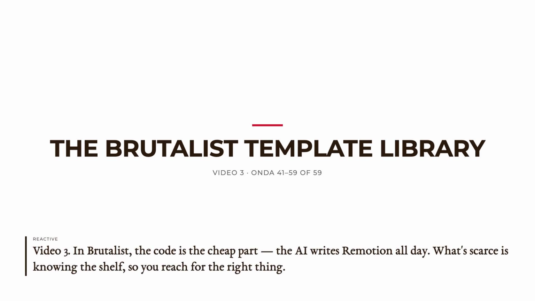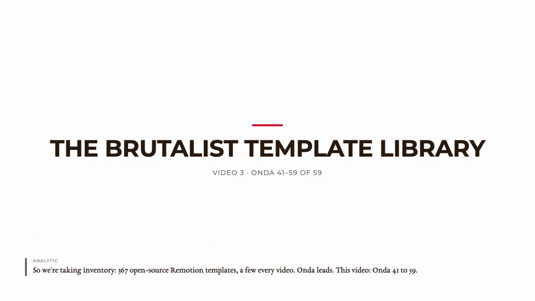Video 3. In Brutalist, the code is the cheap part. The AI writes Remotion all day. What's scarce is knowing the shelf, so you reach for the right thing. So we're taking inventory, 367 open source Remotion templates, a few every video.